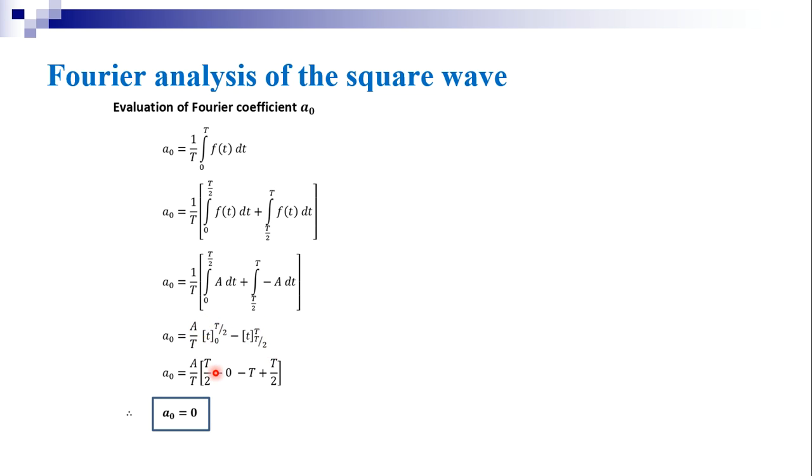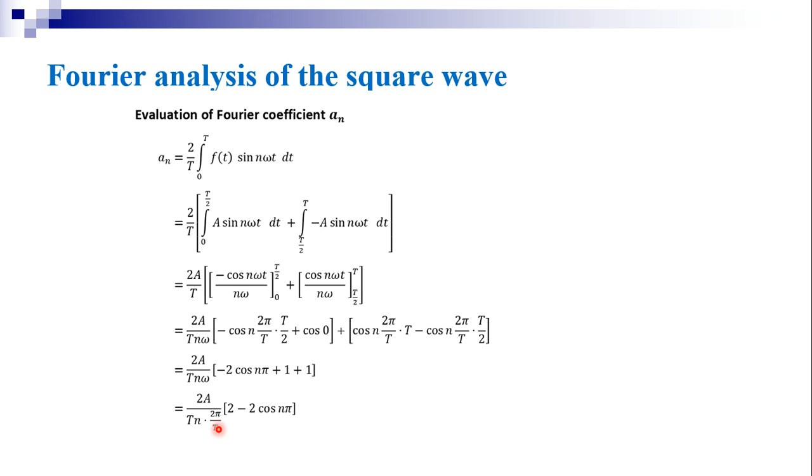By applying the limits, we get A by T into T by 2 minus 0 for the upper limit T by 2, and if we apply the lower limit it will be minus 0. In the second term, if we apply the upper limit and lower limit, we get minus T plus T by 2. On simplification, we will get a naught is equal to 0. Hence, in the Fourier analysis of a square wave, the coefficient a naught is equal to 0.